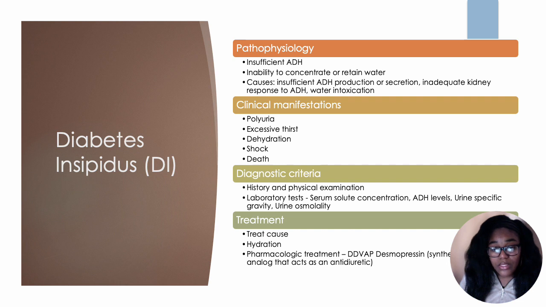And some of the causes are insufficient ADH production or secretion through the pituitary gland. You have inadequate kidney response to ADH, or you have water intoxication. Some of those clinical manifestations include excessive thirst because you're dry, dehydration because you're dry. You have shock because you don't have any fluid to circulate. There's a hypovolemic state here. And then you have death. You may see polyuria as well.